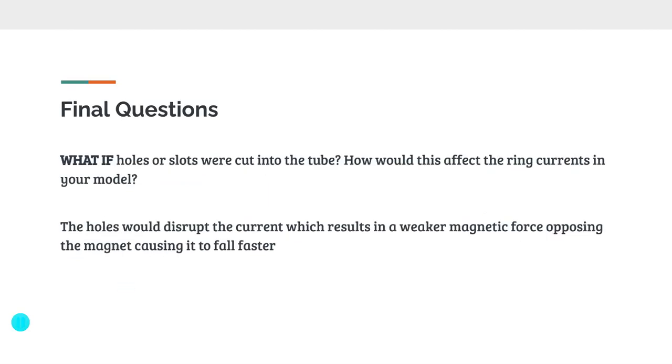If there were holes or slots cut into the tube, how would this affect the ring currents in your model? The holes would disrupt the current, which results in a weaker magnetic force opposing the magnet, causing it to fall faster.